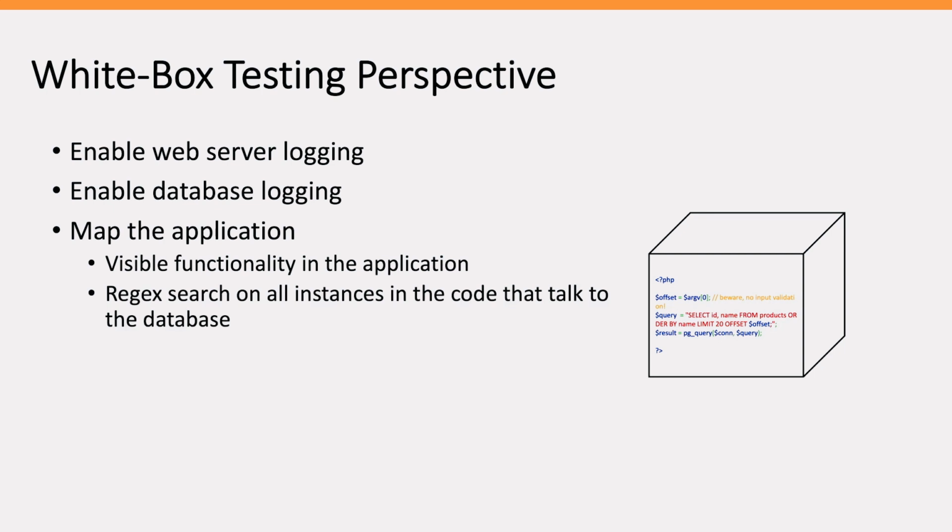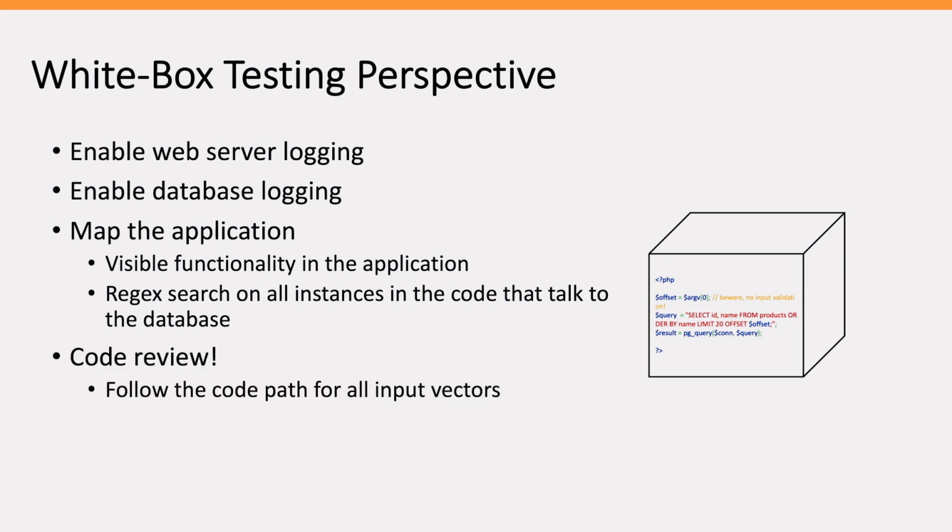Next, because I do have access to the source code, I'll also do a regex search on all instances in the code that talk to the database. And that really depends on how the application is programmed and which database it uses and so on. But I would have regex strings that I look for in the code to see if I've missed anything that I haven't mapped from a black box perspective. And you'll see that there are certain pages that might not have been directly accessible through the main page of the application, and you didn't discover them through directory brute forcing. And so it's useful to actually look at the code and see if there's anything that you missed.